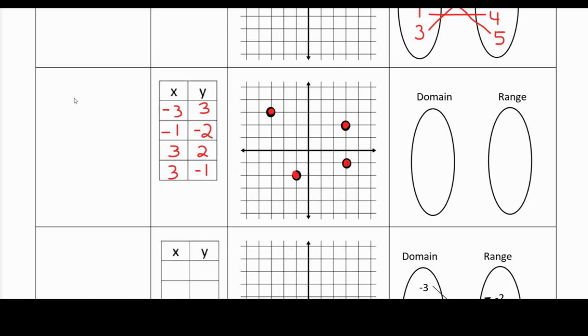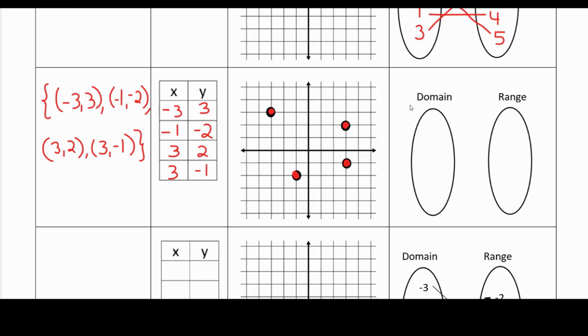So now I have my table. Now to write the list of ordered pairs, it's pretty easy. I start with the curly bracket and I copy each pair inside parentheses. So let's copy the first pair, which is negative 3, comma 3, comma. Then it'll be negative 1, comma negative 2. And since I have no space here, I'm going to go on the next line. And this would be 3, comma 2. And then this would be 3, comma negative 1. Very well.